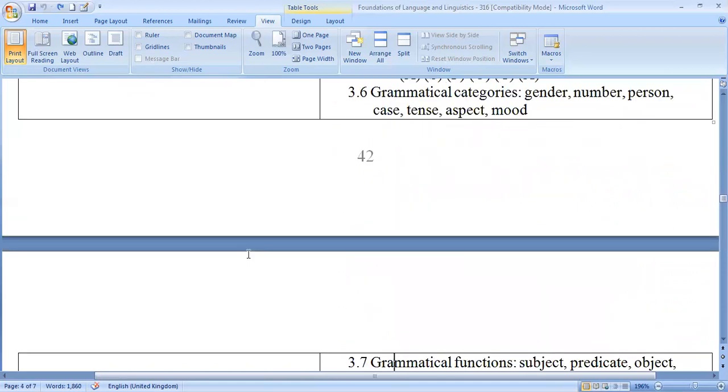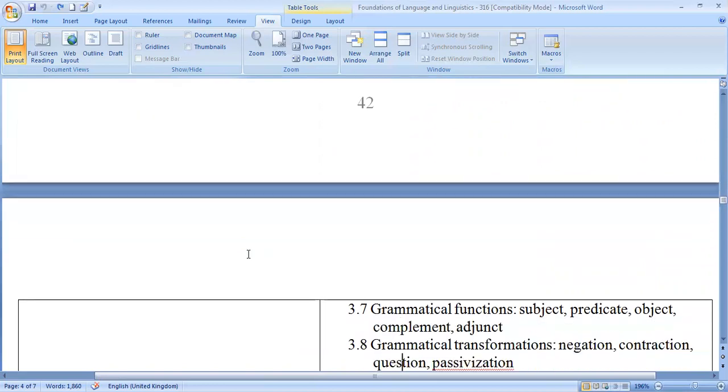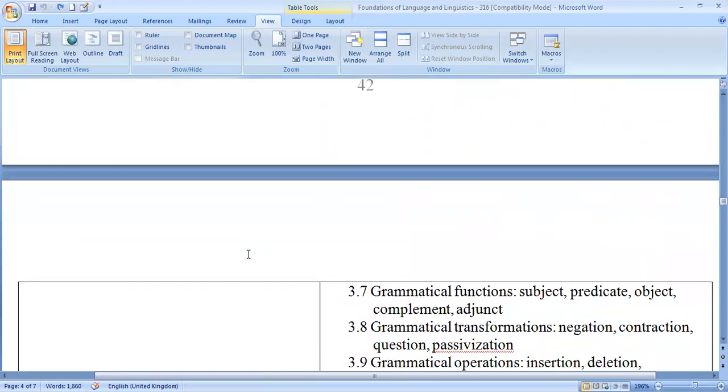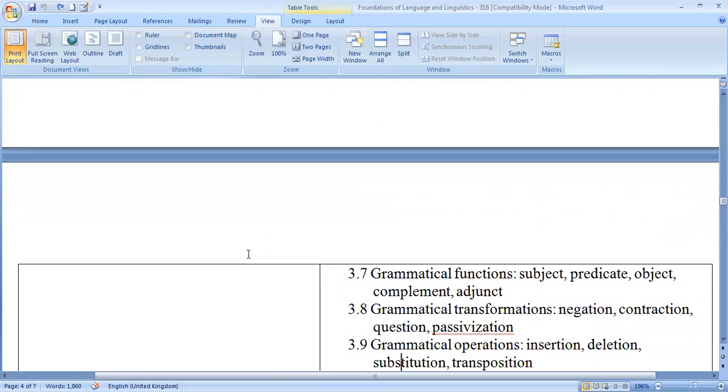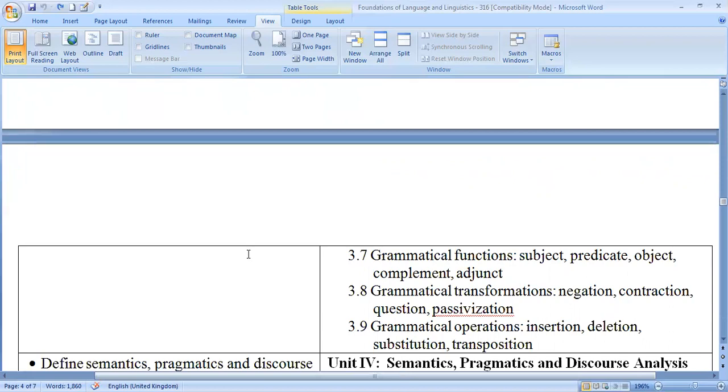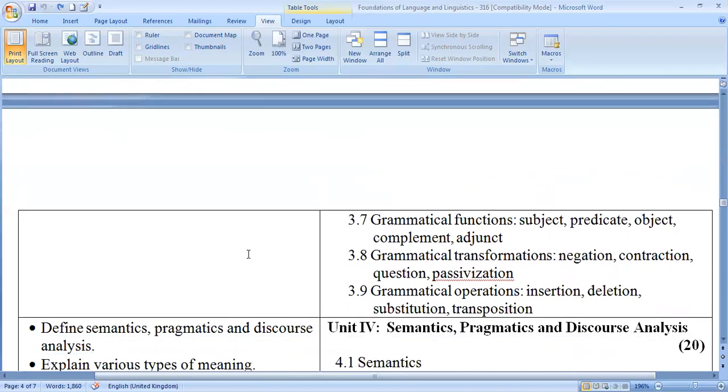Then grammatical categories: gender, various types of gender and number, various types of number, person, case, tense, aspect, and mood. Students have to learn there. And then various grammatical functions: subject, predicate, object, complement, adjunct. Then the next topic, grammatical transformation. Under the grammatical transformation, students have to learn negation, contraction, question, passivization. Students have to learn there. And then the next topic is grammatical operation. Under the grammatical operation, students have to learn insertion, deletion, substitution, transposition. Students have to learn this.